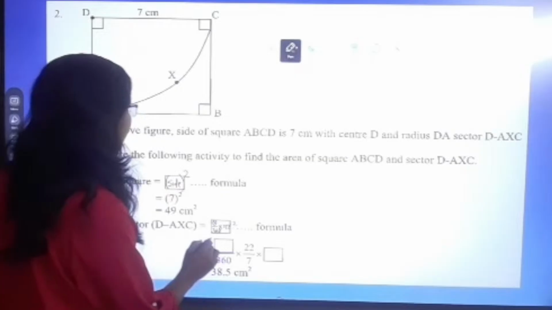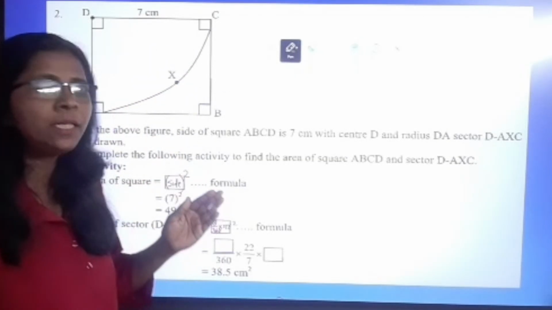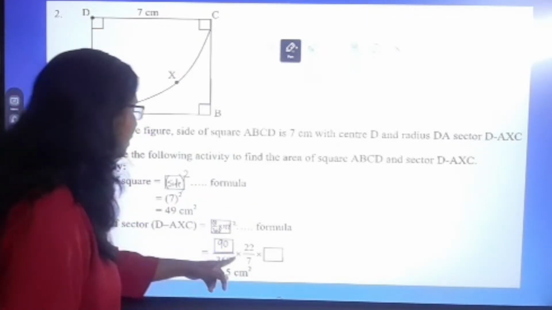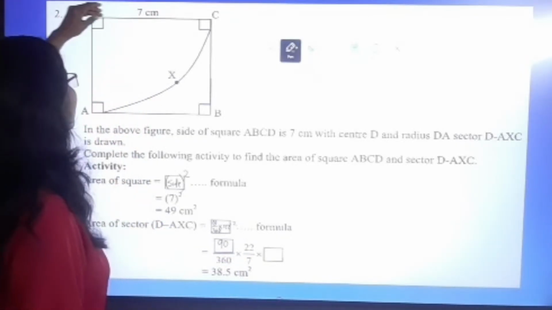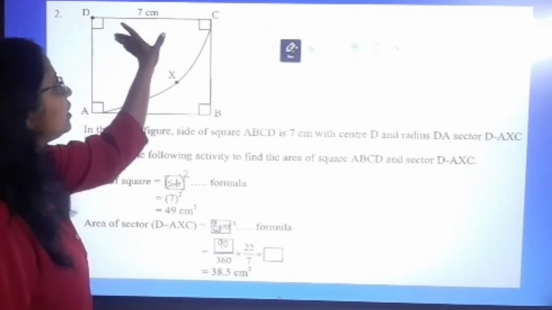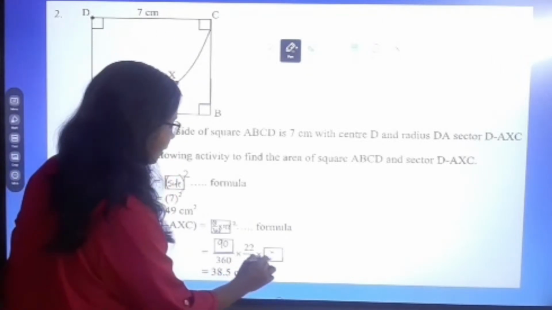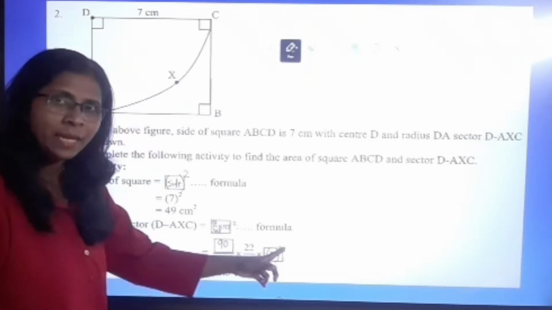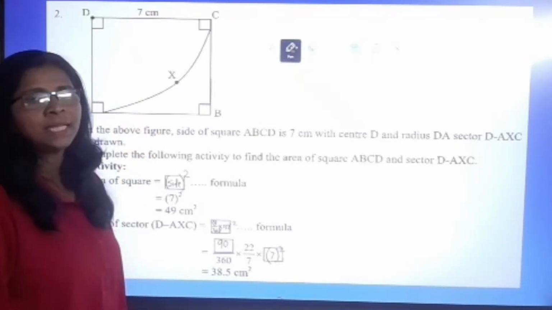So here theta, students, it is a square, so each and every angle is 90 degrees. So I write here 90. Okay, so 90 upon 360 multiply 22 upon 7, and the r, if you draw the sector, is nothing but the side, students. So I write down here square of 7. Okay, so now after solving this, we get 38.5 square centimeter.